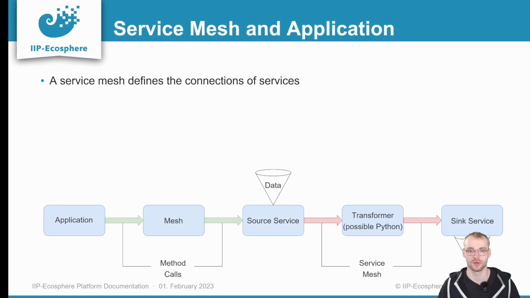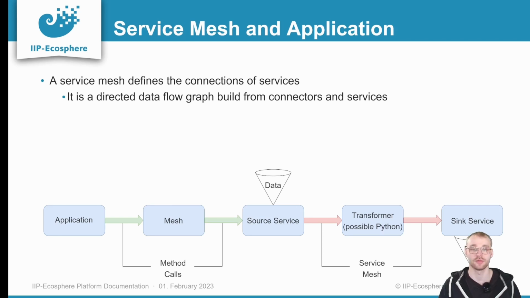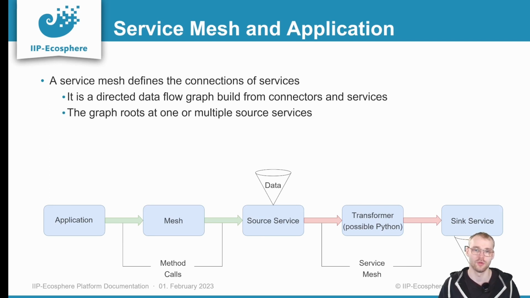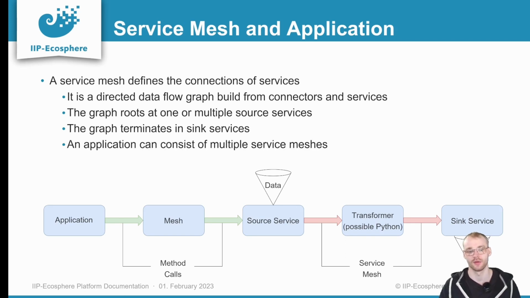Firstly, let's discuss what an application and a service mesh is, because these work together. A service mesh defines connections between services as a directed graph. So it defines the data flow from one service to another one in a fixed direction. The graph's roots are one or multiple source services because data is flowing from them, and the graph terminates at sink services or a sink service. An application consists of multiple service meshes or just one. In our example, we will just use one.